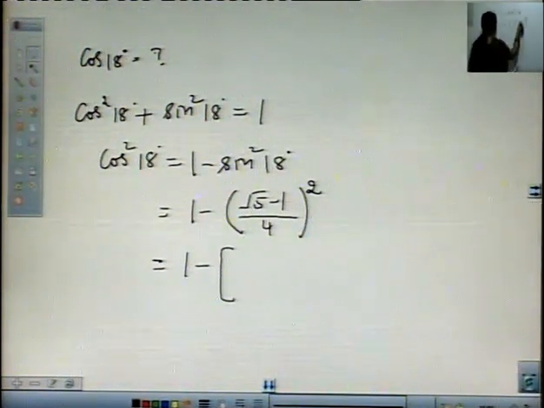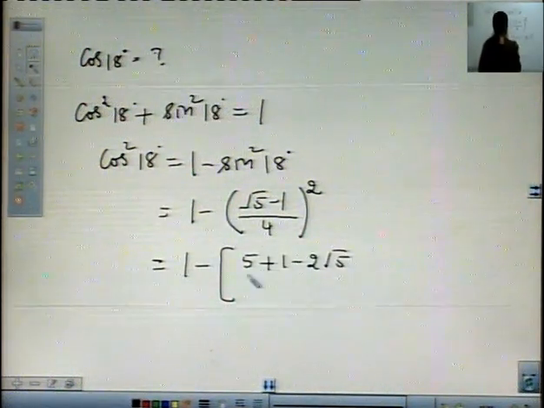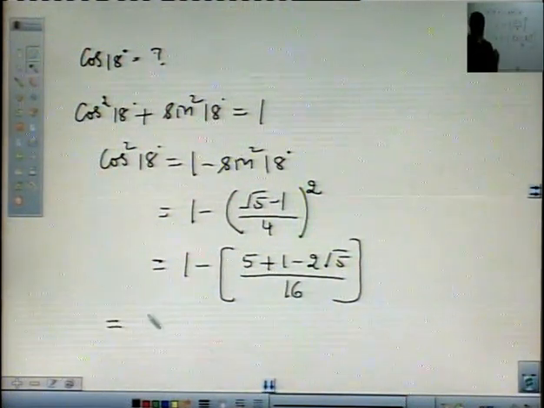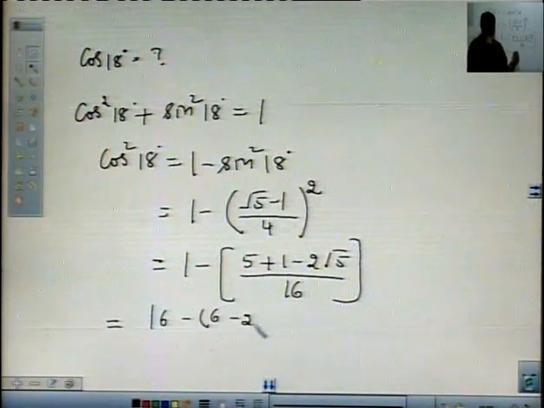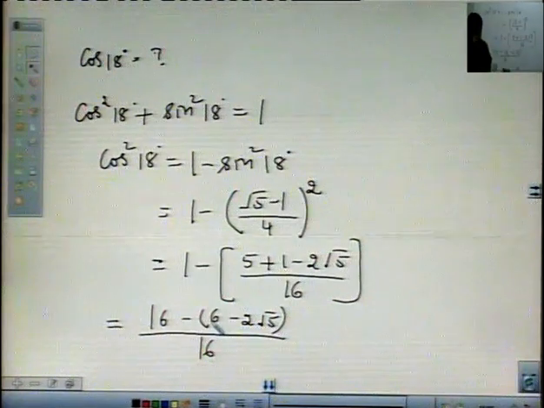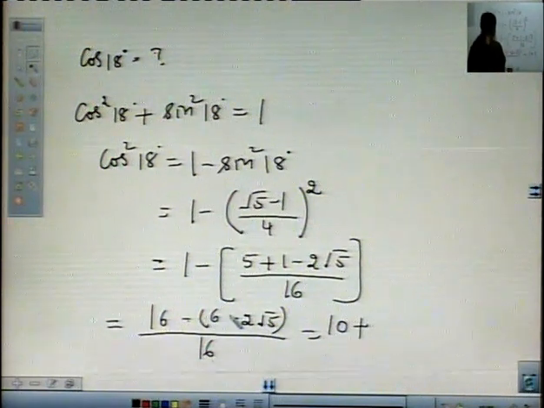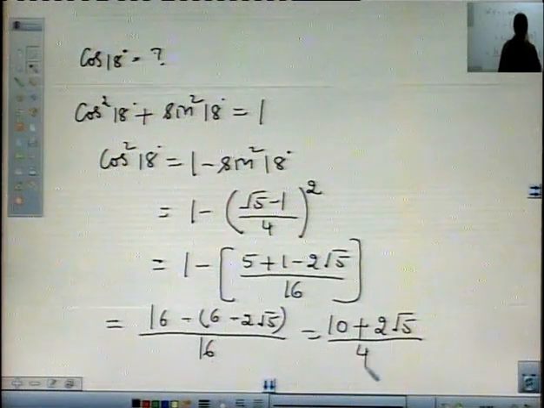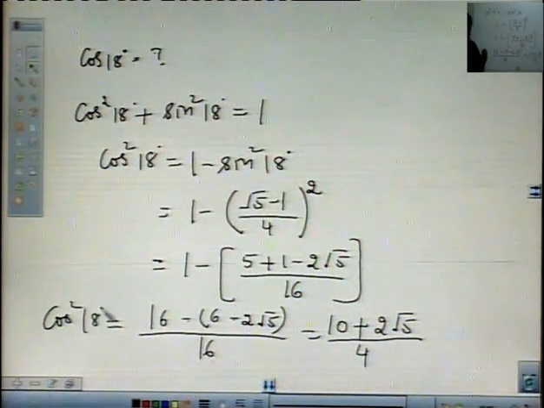By opening the square we get 5 plus 1 minus 2 root 5 upon 16, and it will be equal to 16 minus 6 plus 2 root 5 upon 16, which is 10 plus 2 root 5 upon 16. This is the value of cos square 18.